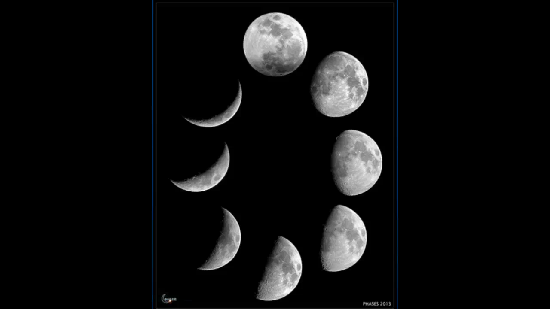Remember, it's the sun that's lighting up or illuminating and creating the day side of the moon. That's why we can see it. Moon phases depend on the sun. They depend on where the moon is with respect to the sun in space. Write that down.